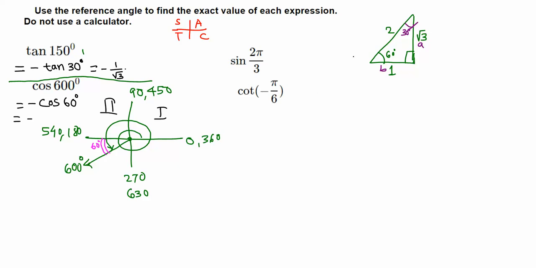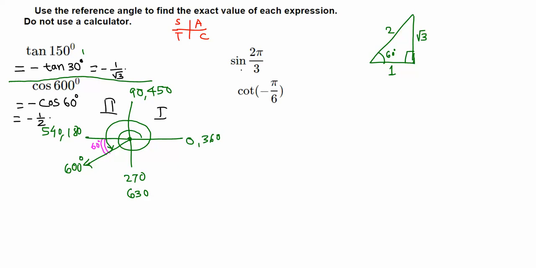Let's go to this triangle and look at the 60 degrees. For 60 degrees, cosine is adjacent over hypotenuse, so 1/2. So the value of cosine 600 is negative 1/2.